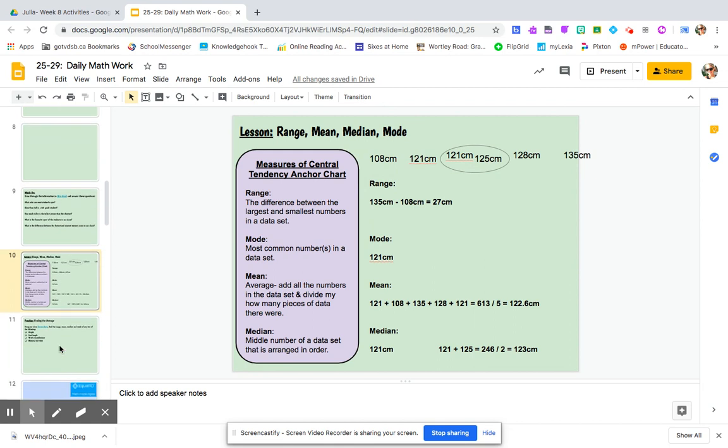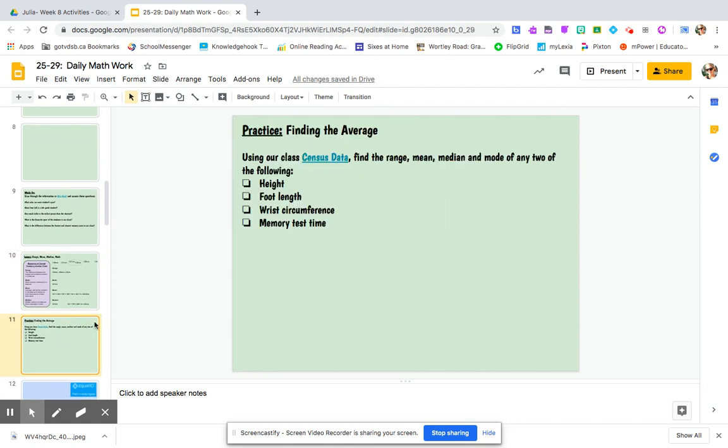You are going to go ahead into our data now and choose any 2 of these numerical values. So you're going to find the height data set, the foot length data set, wrist circumference data set, or memory test time data set. Pick any 2 of those and find the range, mean, median, and mode of those 2. Good luck with it.